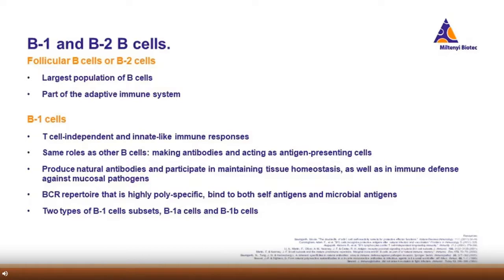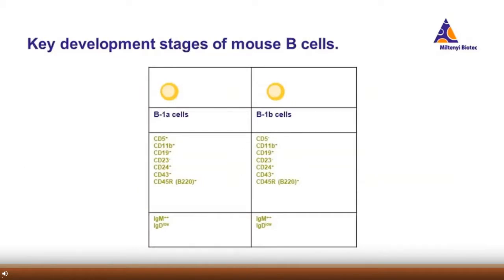Their repertoire is more polyspecific, so they bind to microbial antigens, but also to self-antigens. In this B1 type of B cells, we have two subsets, the B1A cells and the B1B cells. Here we have an overview of how the B1A and B1B cells look in mouse.